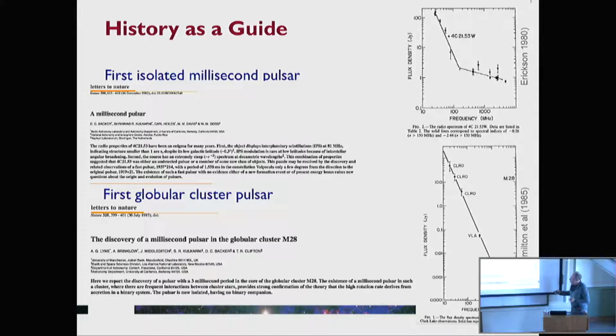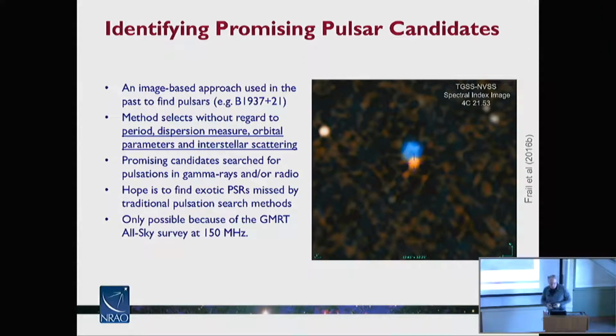And it was the same way for the discovery of the first globular cluster pulsar. Radio astronomers, several of them, had established that there was a point source in this globular cluster that had a steep spectral index. So the discovery of these really interesting objects was flagged by the fact that there was an object of very peculiar characteristics spectrally. And that's the essence of the technique I want to talk to you about today, which has largely been forgotten, that you can go into the image plane and identify really interesting pulsars.